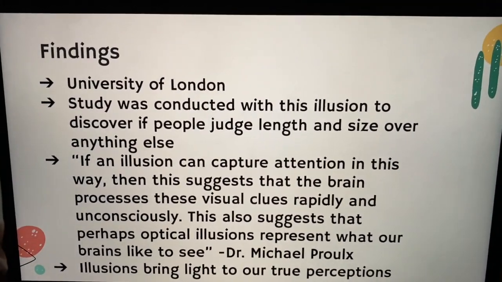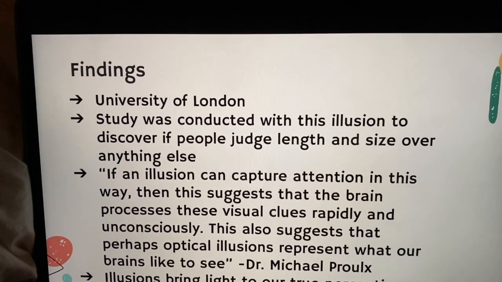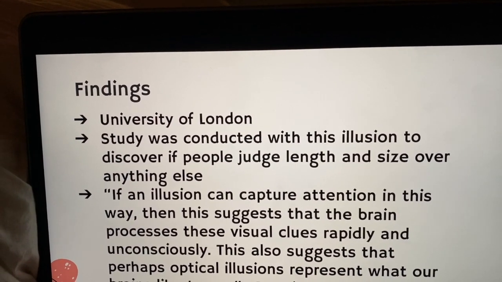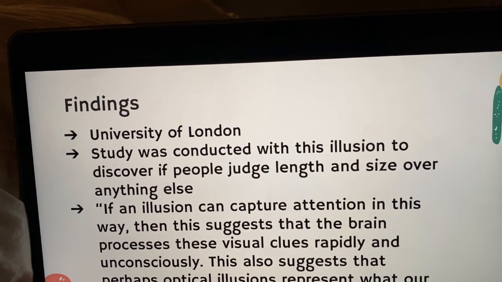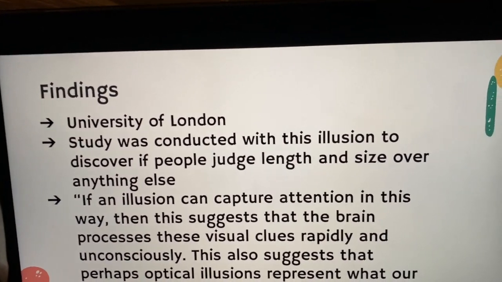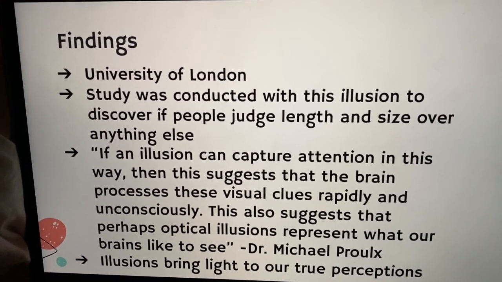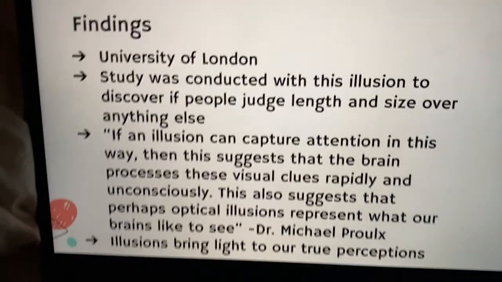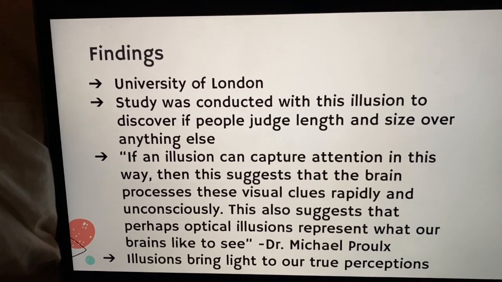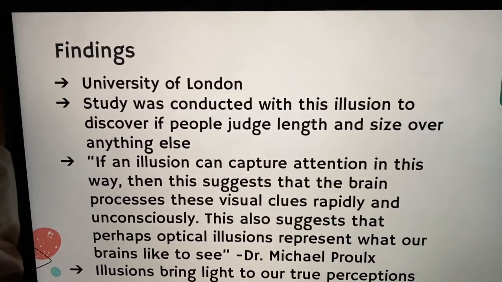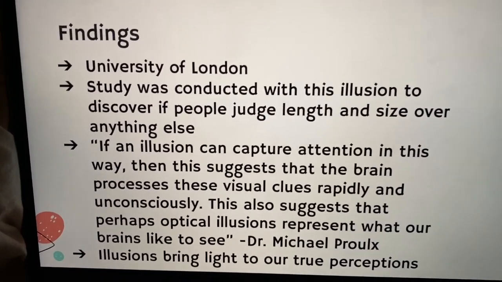So here's some findings on this. In 2011, the University of London conducted a study with some people, and they were asked to identify which of these lines was longer. Most of them said that they differed in size, when in reality they were the same size. That gives us a little more information about the Müller-Lyer illusion and how it transfers over to humans.